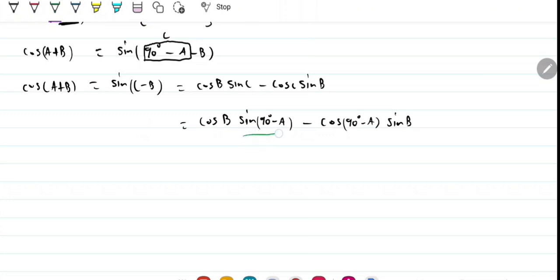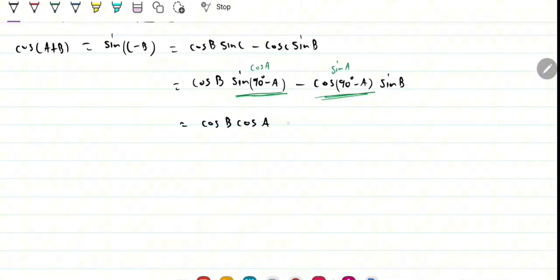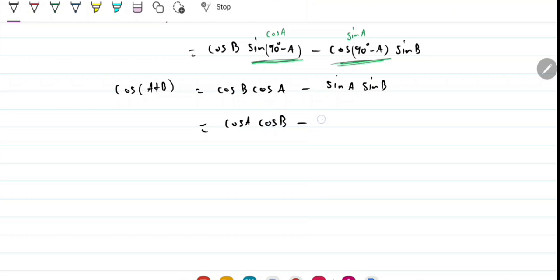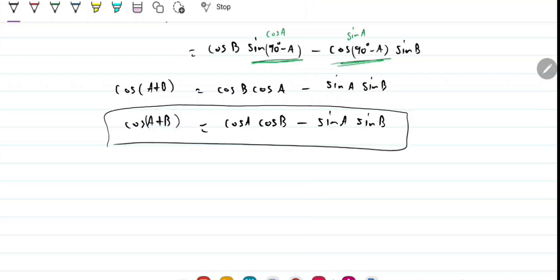Now we can replace this sine 90 minus A with what? Cos A. And I can replace this cos 90 minus A with what? Sine A. Right? From the complementary angle formula. Right? So just rearranging this can be the cos of A times the cos of B minus the sine of A times the sine of B. So it just looks a bit better. Right? Remember this.